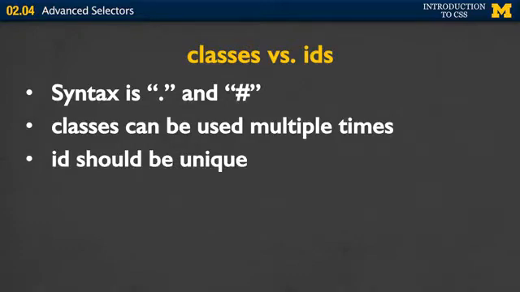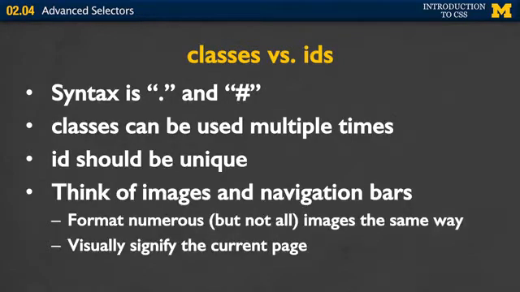With IDs, it should be unique. You should only see ID equals, for instance, header, which we're not even using, once. You should only see ID equals main section once. So again, let's think of images and navigation bars. It's very common that you would want to format numerous, but not all, the images the same way. And you would use classes for that.